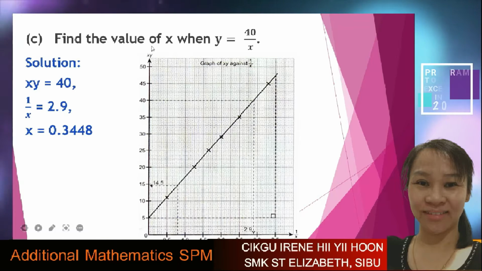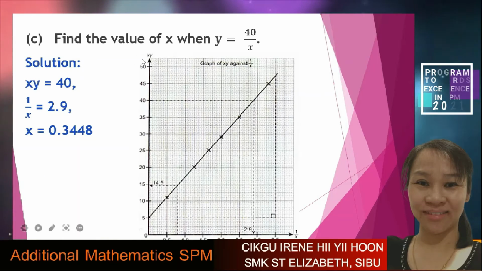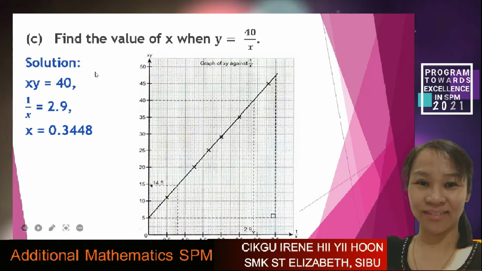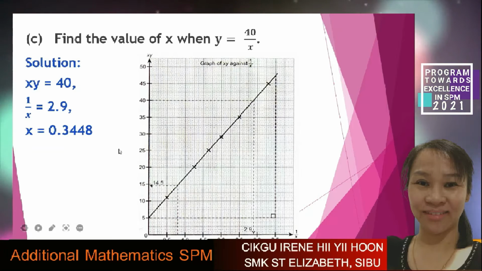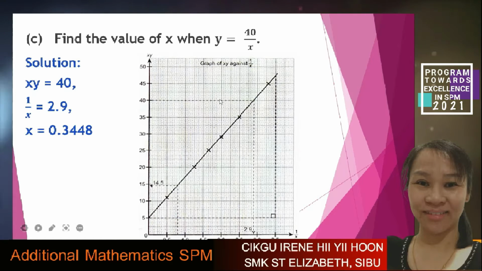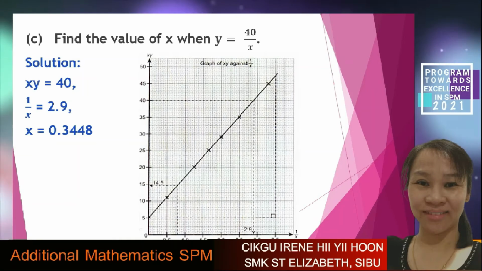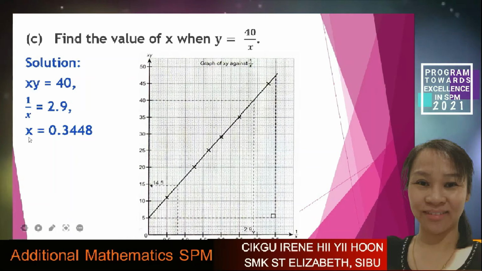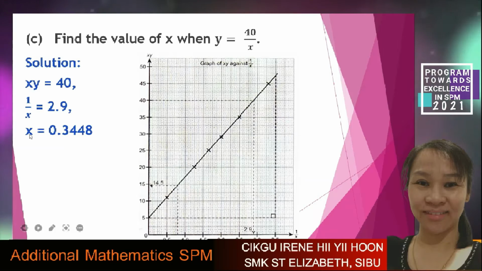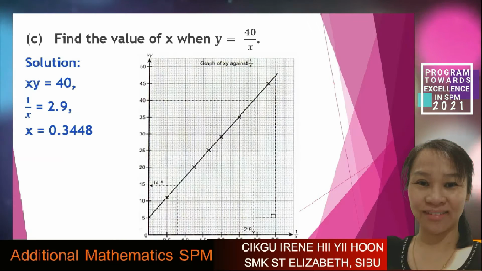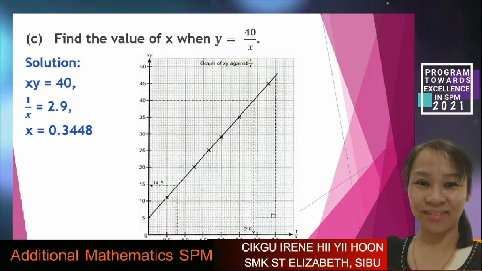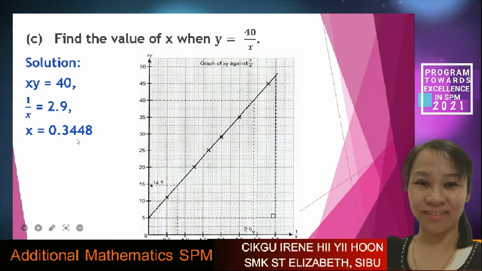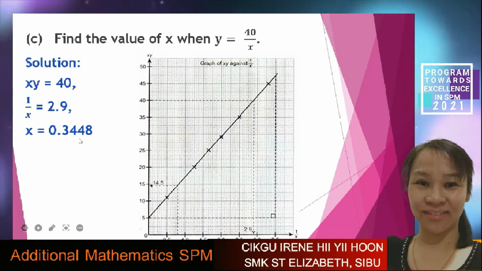So here, the variable on the y-axis is xy. So when the value of xy is equal to 40, we found that the value of 1 over x is equal to 2.9. So the value of x will equal 1 over 2.9, that is equal to 0.3448.